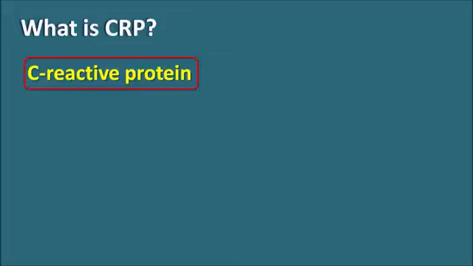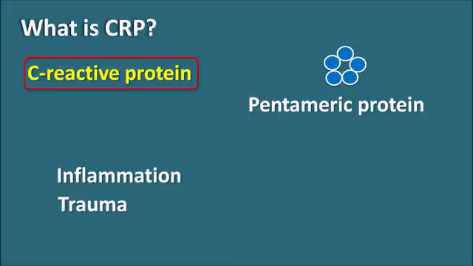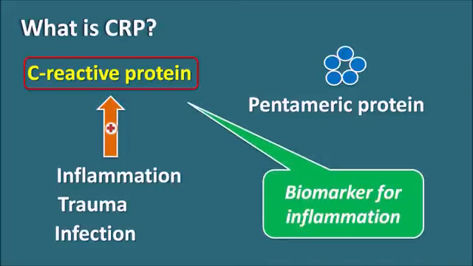C-reactive protein is a pentameric protein having 5 subunits. This protein is elevated within the body when there are inflammatory conditions, as well as any trauma or infections in the body. All this can promote C-reactive protein levels. So CRP acts as a biomarker for inflammation. In many inflammatory disorders, the CRP levels are increased within the serum.